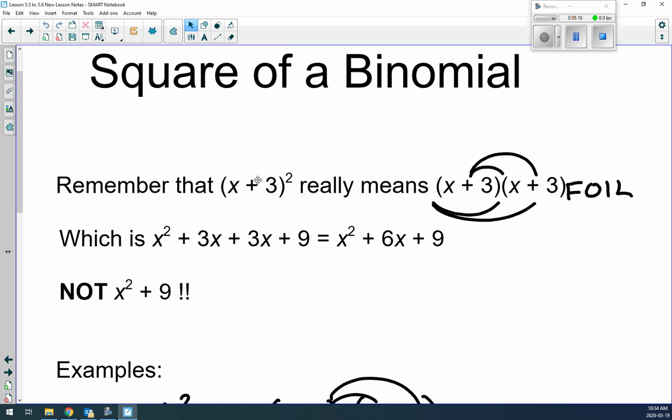The most common mistake is that students go back and do x plus 3 squared by just squaring the x and squaring the 3. So it's not x squared plus 9. It's not that. It's actually x squared plus 6x plus 9.